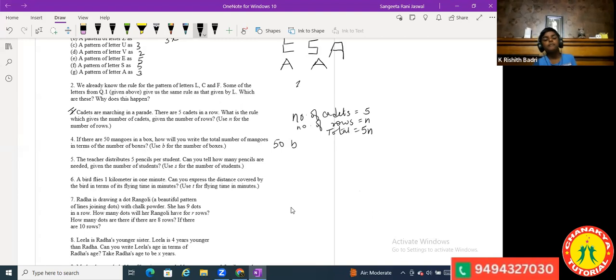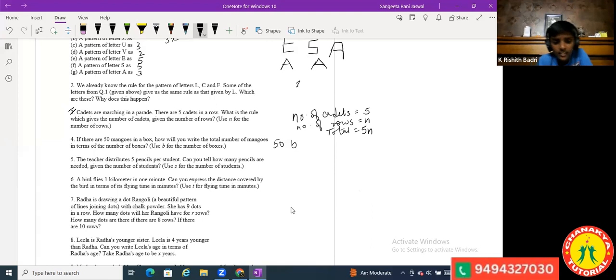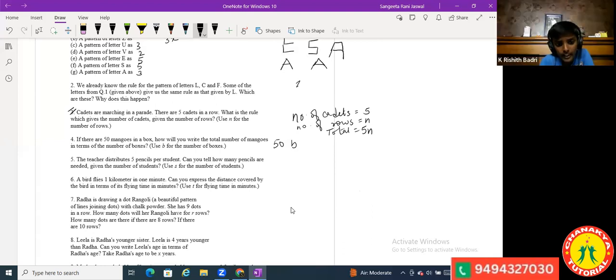Okay, ma'am. So the number of dots in one row is 9, and rows are given by R. What will be the total number of dots in R rows? Ma'am, is it 9R? 9R. Yes, that's right.